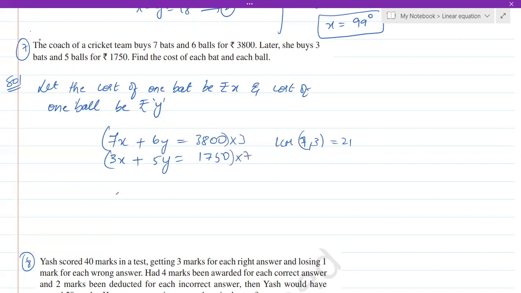So 7 into 3, 21X plus 18Y equal to 11,400. Then 7 3s are again 21X plus 7 5s are 35Y equal to 7 times 1,750, which is 12,250.